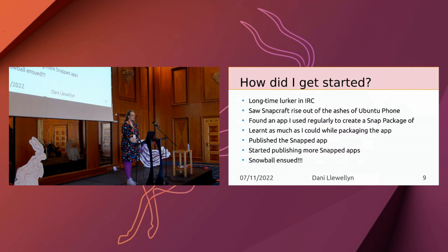But first, how did I get started? I was a long time lurker on IRC. Pretty much since I got into the community, so around 2005, I've been on IRC, particularly in the Ubuntu UK chat room, which is the Loco for the United Kingdom. There I met Alan and Martin, who are formerly Canonicalers, and they really helped me get involved in the community directly.